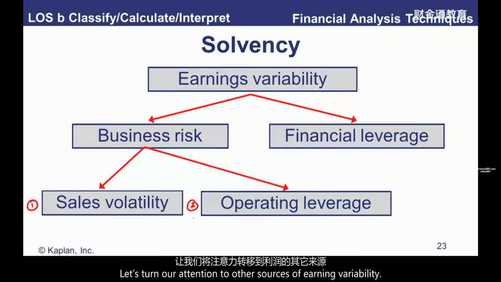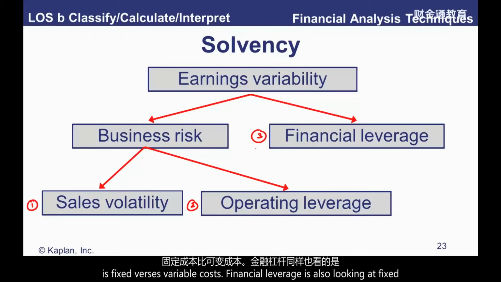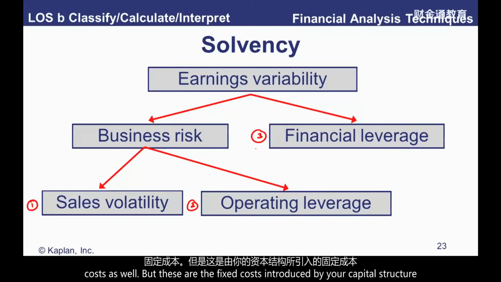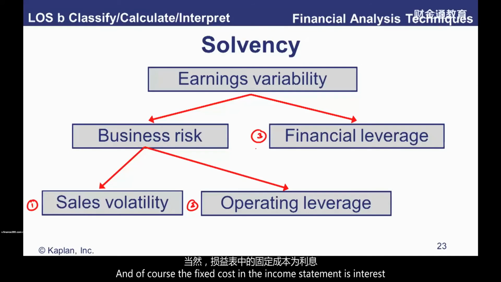Let's turn our attention to the other source of earnings variability, and that of course is our financial leverage. Now, operating leverage was fixed versus variable cost. Financial leverage is also looking at fixed costs as well, but these are the fixed costs introduced by your capital structure, whereas operating is looking at your fixed operational costs. Now, of course, as we lever up, as we introduce debt into our capital structure, we're introducing more fixed cost into the income statement. And of course, the fixed cost in the income statement is interest.